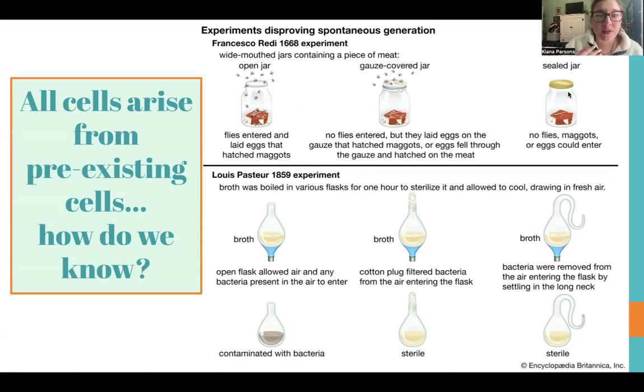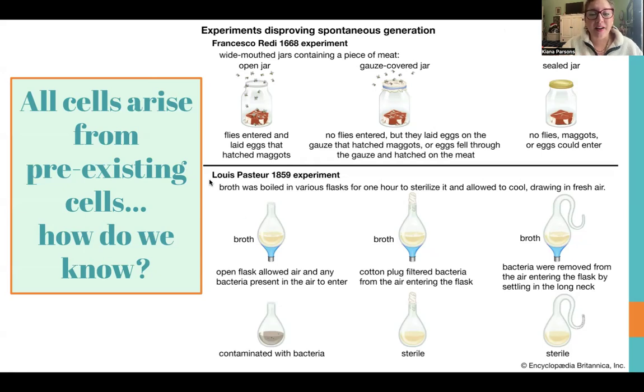All cells arise from pre-existing cells. Where did the first cell come from? That's a more complicated question. But spontaneous generation is not true. Fun fact, my grandfather, born in 1932, believed that meat turned into maggots and told my mom this when she was a kid. So this was a belief that persisted long after Francesco Redi's experiment in the 1600s.